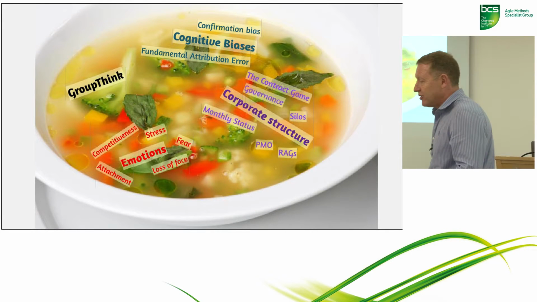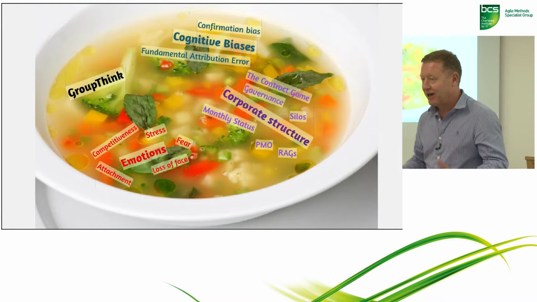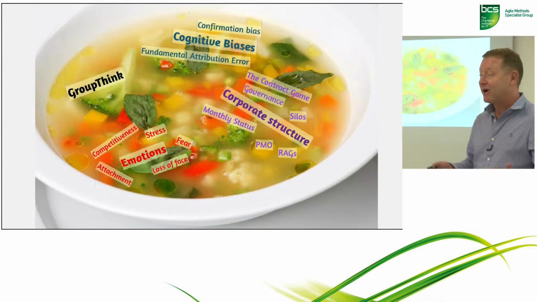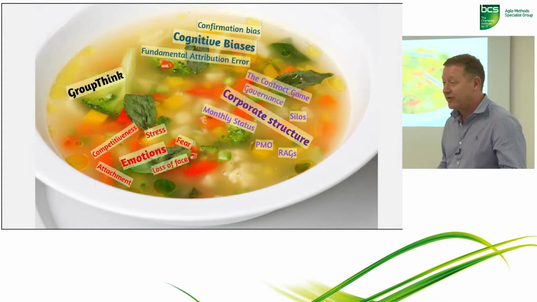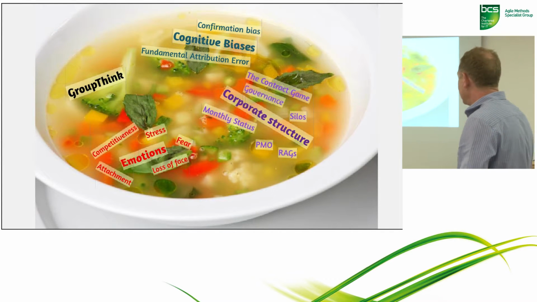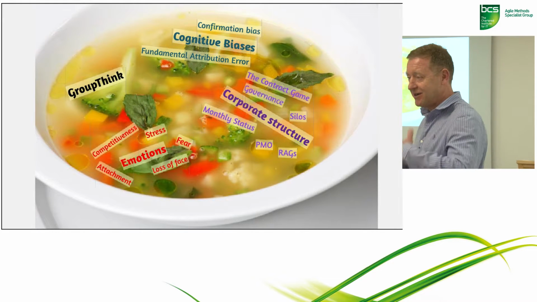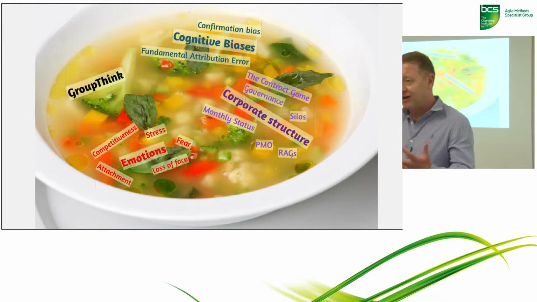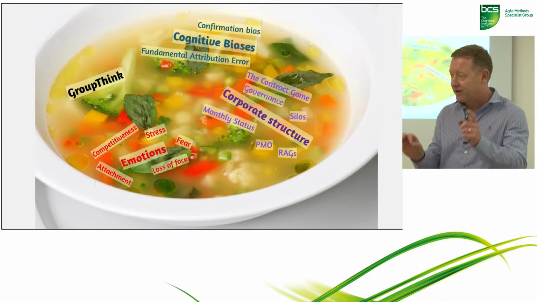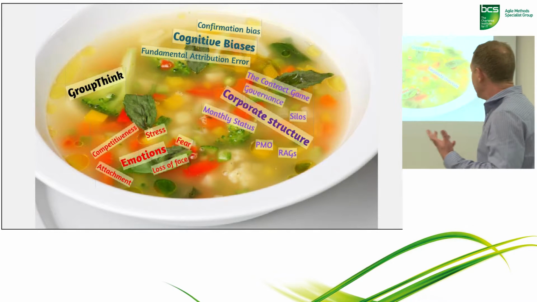So we've got this soup of humanness that we have to deal with when we're looking within an organization at project management. It's a soup full of things like emotions, corporate structure and thinking. We've got cognitive biases in there, our preferential way of seeing things using the fast aspect of our mind, being able to quickly recognize patterns and so on. And we've got groupthink.